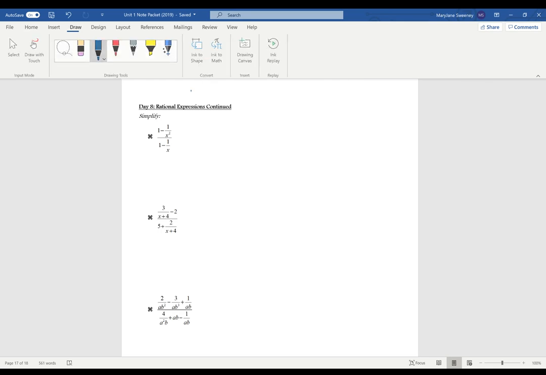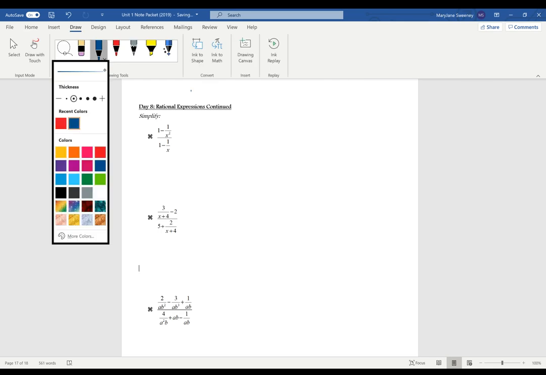Okay, day 8, more rational expressions. So really it's going to be a lot of review from yesterday, but if you need to see some things again, we're starting with a few examples on the complex fractions. So the fraction in a fraction.